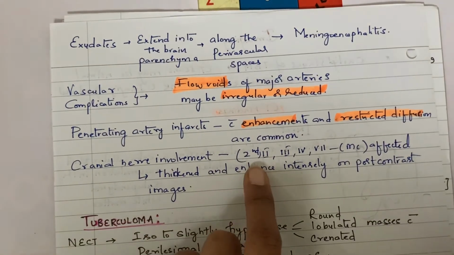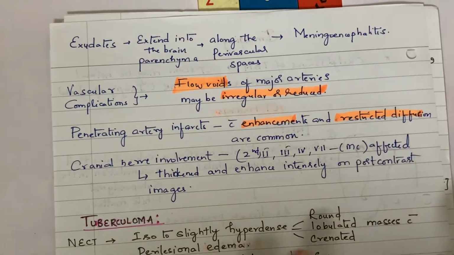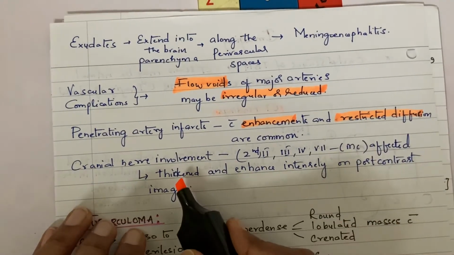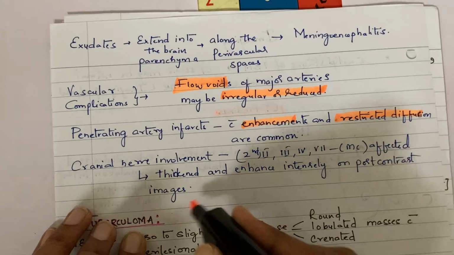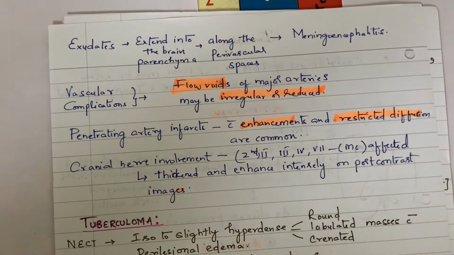Then cranial nerve involvement. The second, third, fourth and seventh cranial nerves are the most commonly affected. How do they look? They will be thickened, and they enhance intensely on post-contrast imaging. This is about TB meningitis.